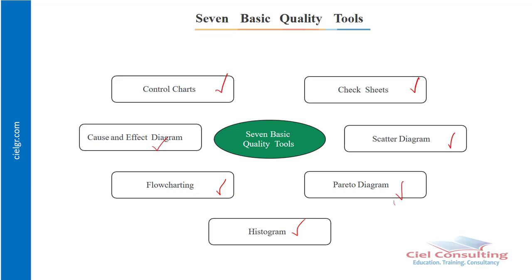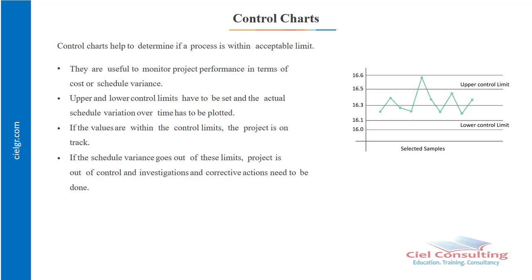Interpret the 7 basic quality tools as the tools that can be used to enable us to effectively carry out our quality management processes. So we shall take a look at the tools one after the other. First of all, let's talk about the control chart. A control chart helps us to determine if a process is within what we refer to as an acceptable limit. What we mean by that is that we want to determine what we refer to as our acceptable deviation.